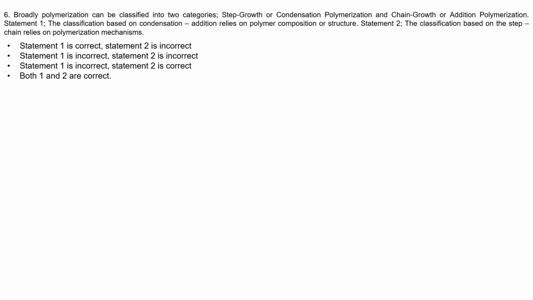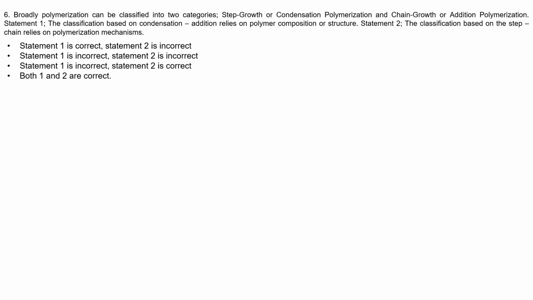So the classification based on condensation or addition relies on the polymer composition or the structure. Basically, in step growth or condensation polymerization, a molecule is removed. It will form a condensation product, and that condensation product can be water or any other molecule also. So it depends on the composition or the structure. In that case, the classification based on condensation or addition relies on polymer composition or structure. Statement 2, we have the classification based on step or chain.